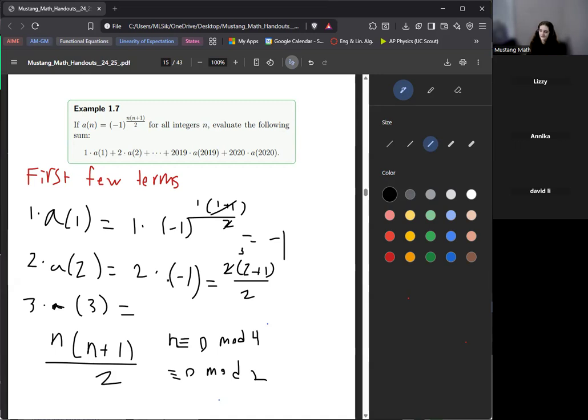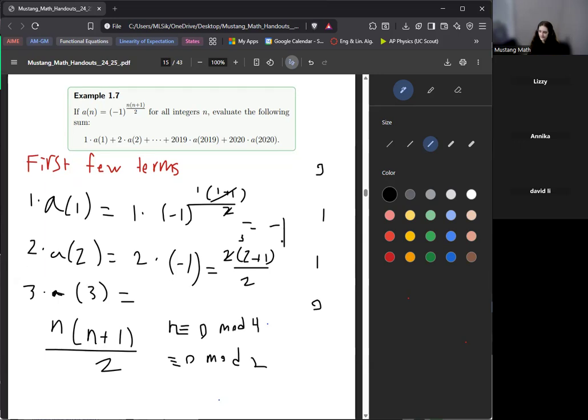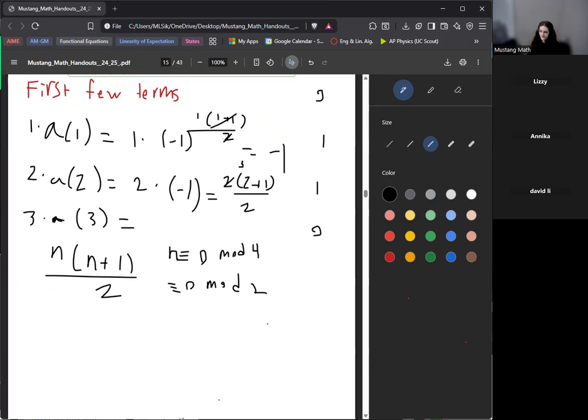If n is congruent to 1 mod 4, then the exponent ends up congruent to 1 mod 2. Here, I'm just going to write this 0, 1. Case 0 would be up here. So if n is congruent to 2 mod 4, then our exponent is again congruent to 1 mod 2. And if n is congruent to 3 mod 4, then our exponent is congruent to 0 mod 2. So that is really good.